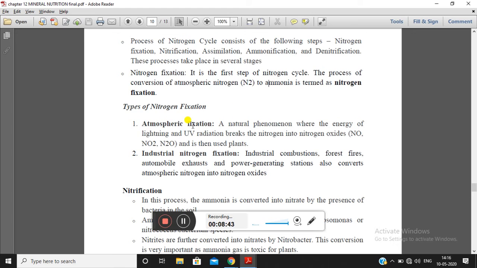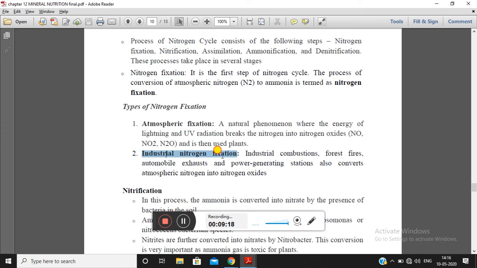Now atmospheric nitrogen fixation is a natural phenomenon in which the energy of lightning and the energy of UV radiation is used. They break the nitrogen into nitrogen oxides, that is either NO or NO2 or N2O, that is either nitrogen monoxide, nitrogen dioxide or nitrous oxide. These are different oxides of nitrogen, and these oxides are later used by the plants.